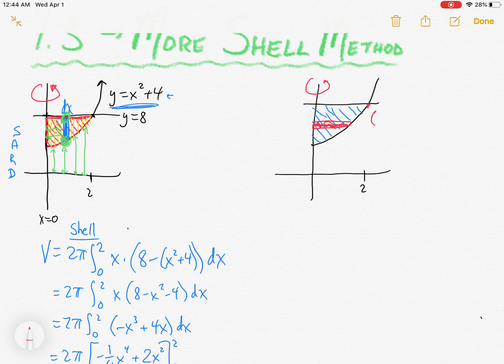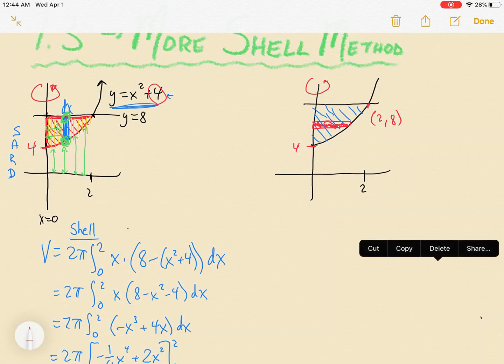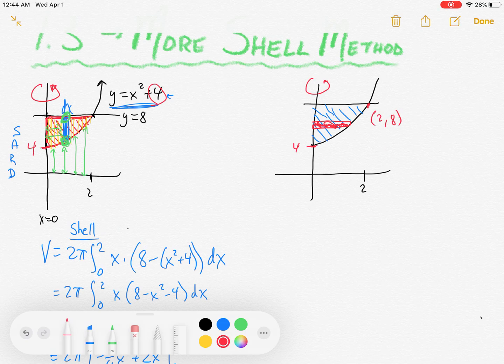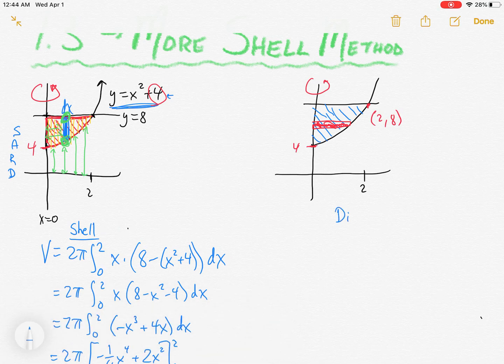This coordinate again is 2, 8. This is at 4. I didn't label that over here. Didn't really matter. But it's 4 because the y-intercept is 4. And so we're going to do disk. And if you call disk washer, that's fine. It doesn't matter. Because disk is a special case of washer when the inner radius is 0.